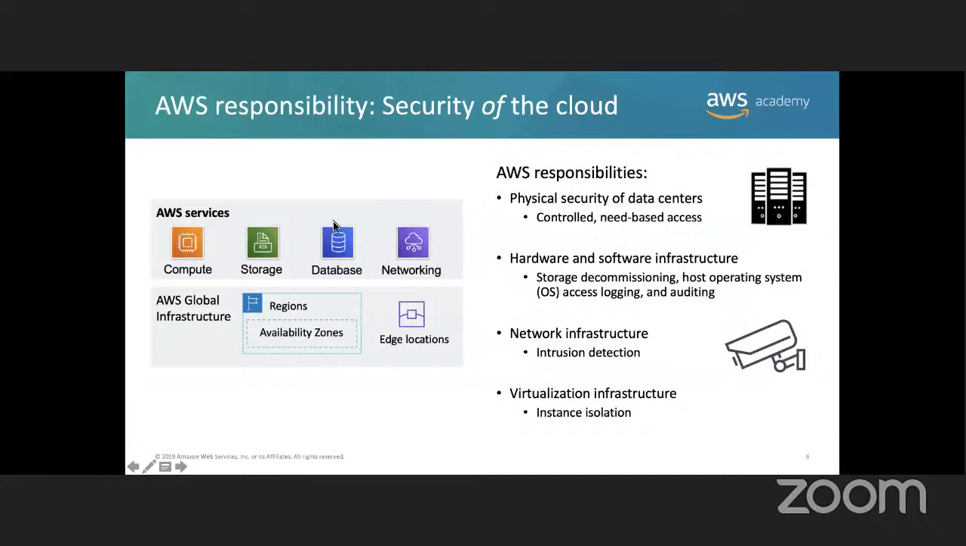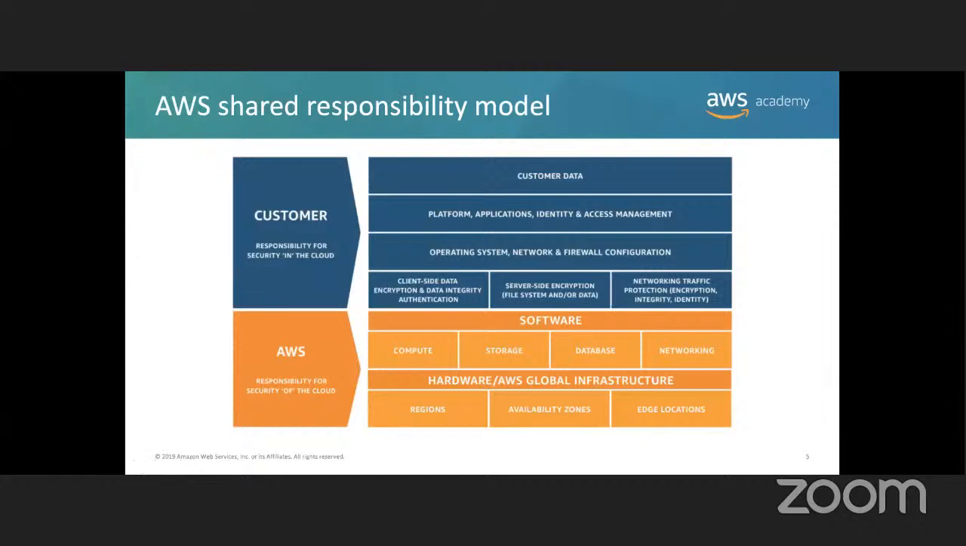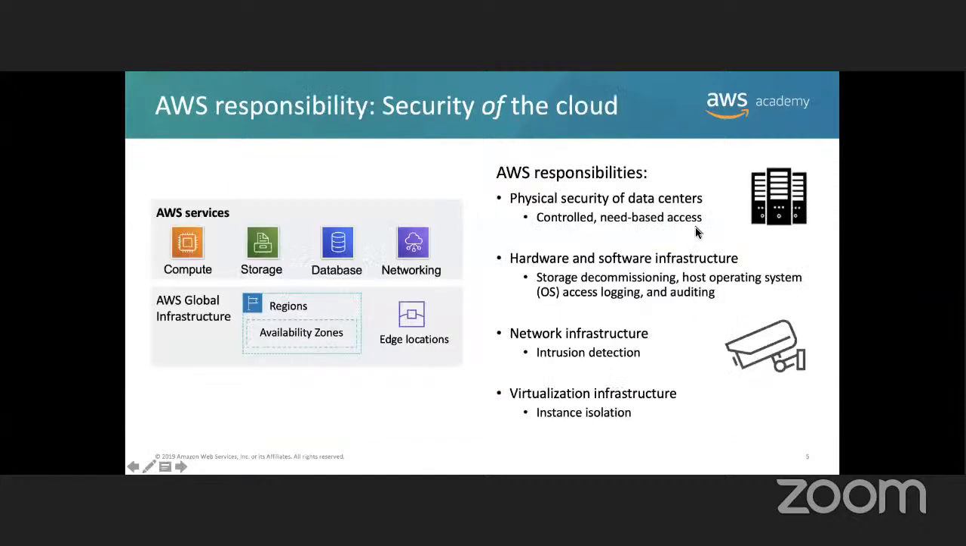AWS responsibility: compute, storage, database, networking. So this is the infrastructure, the global infrastructure, where you have regions and availability zones, and edge locations. Those are the main components of the global infrastructure. Now, AWS controls all the physical access to the data centers. They are the ones that hire the security guards, the access like key cards, badges and codes, face recognition, whatever they're using to control the access to the premises.